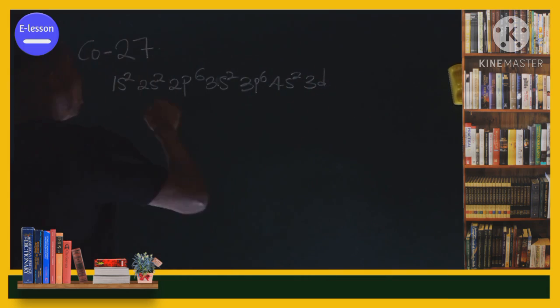Now let's look at the electronic configuration of cobalt. Cobalt has atomic number 27. Now if cobalt has atomic number 27, what's the electronic configuration? The electronic configuration is 1s2, 2s2, 2p6, 3s2, 3p6, 4s2, 3d7. Let's count: 2, 4, 10, 12, 18, 20. Then we have 27.